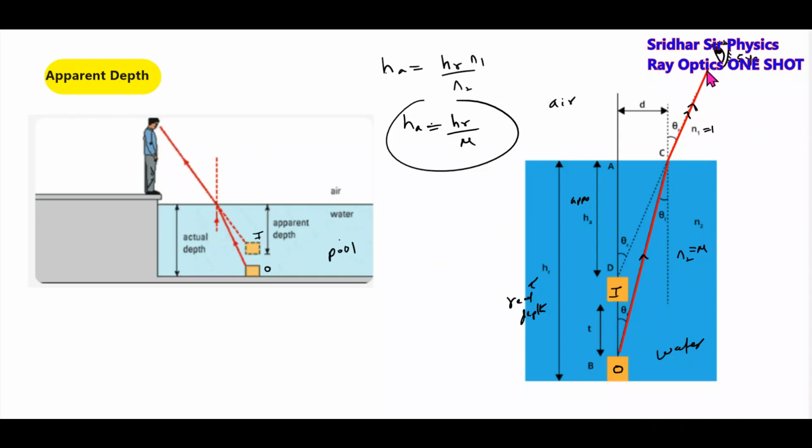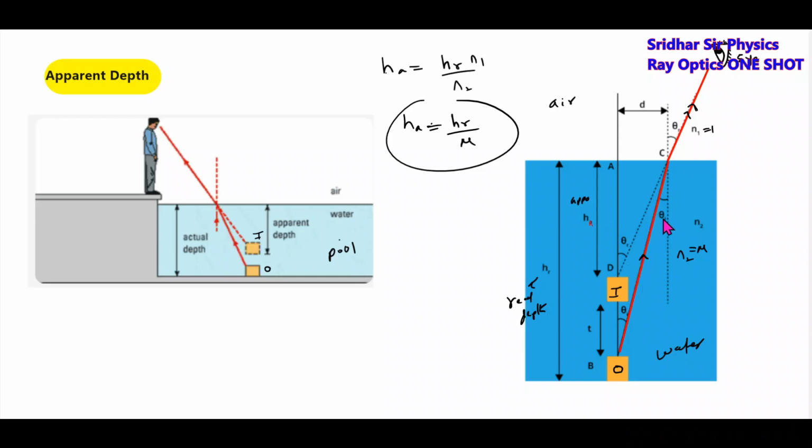So when the person sees the object, when the refracted rays enter into the eye, the rays appear as if they are coming from here. So the same object which was at a real depth HR will appear at a depth HI, or apparent depth, what we can call here.